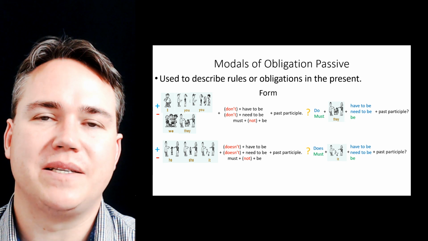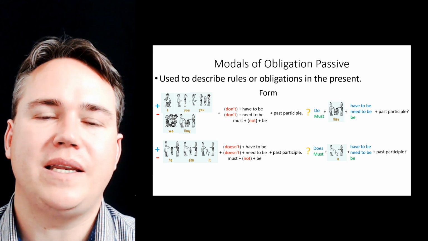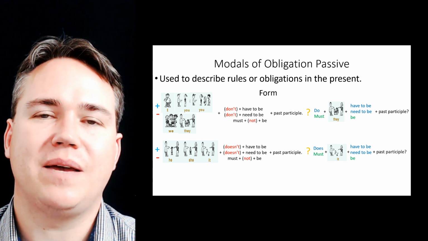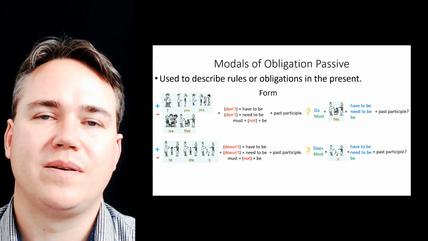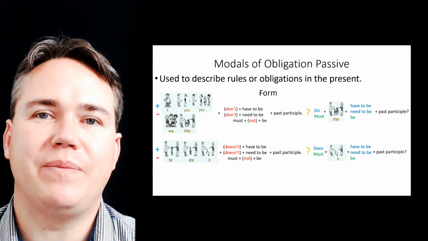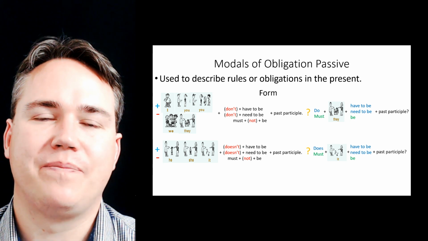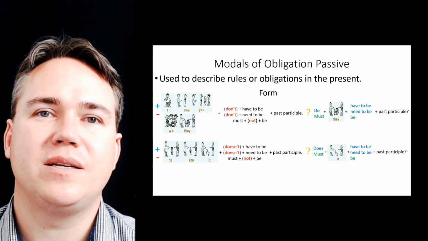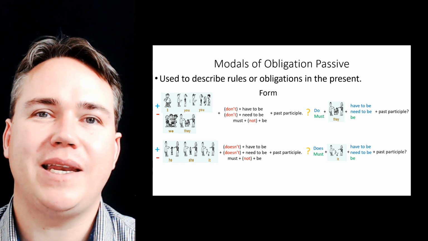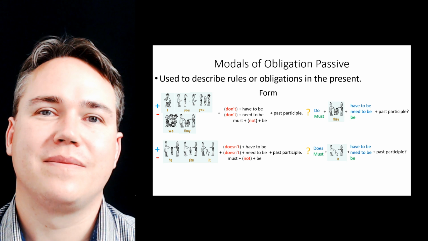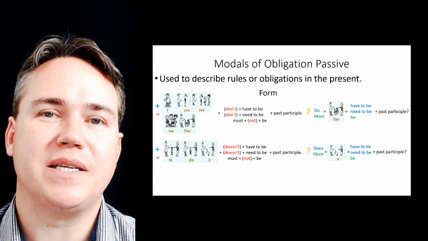And need changes as well. I need to be, you need to be, we need to be, they need to be, and past participle. But he needs to be, she needs to be, it needs to be, and past participle. Do I, do you, do we, do they need to be, and past participle. Does he, does she, does it need to be, and past participle. So be conscious of how it changes between the different subjects.